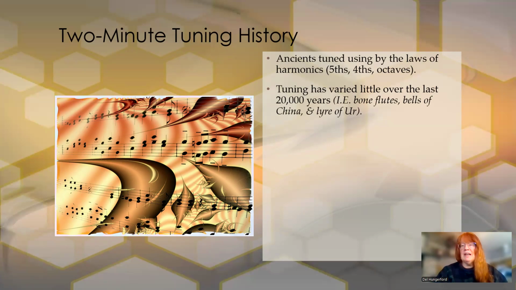Very little about tuning has varied in the last 20,000 years. That's as old as some of the bone flutes that they have found. And there are YouTube videos of people playing replicas of those flutes, and the music pretty much sounds like it does today. Then there's these ancient bells of China that were built around the time of Pythagoras. And then the lyre of Ur, which was about 500 or 600 years before the time of David in the Bible. That lyre is tuned to about 439 concert pitch.